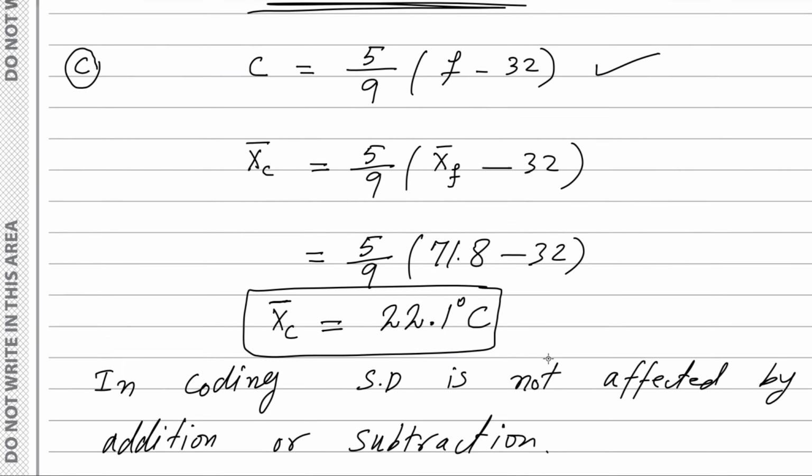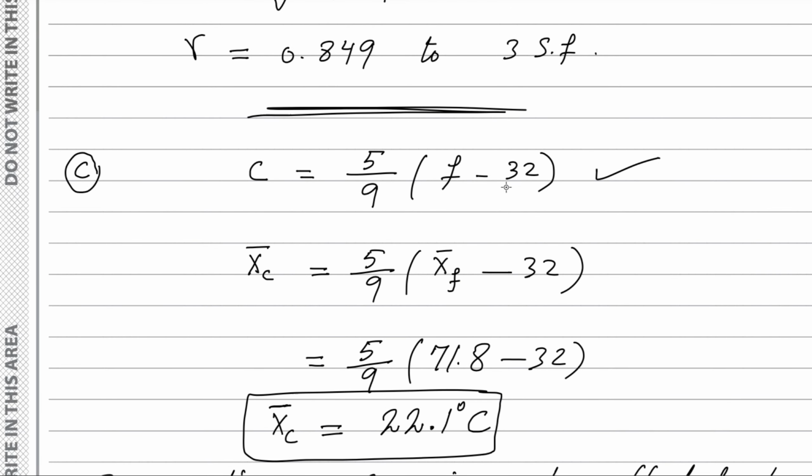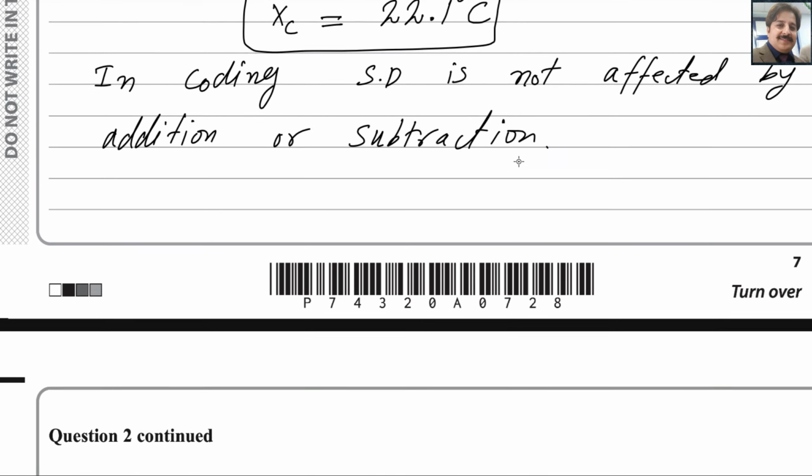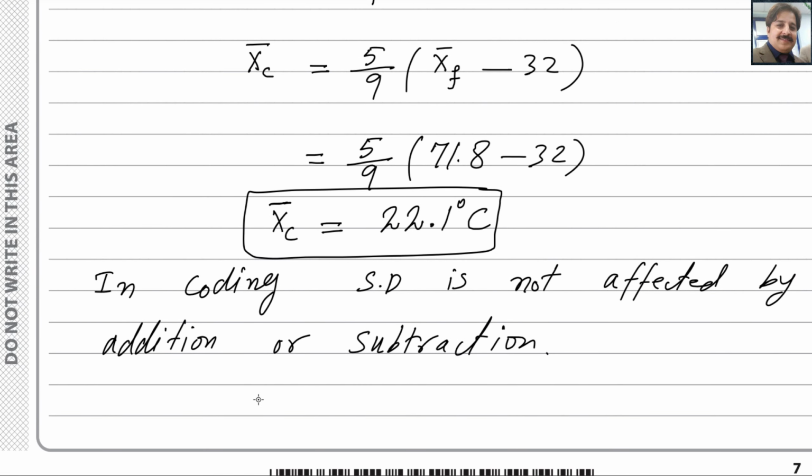Therefore, we can make the formula here. We can ignore this minus, because this is subtraction, something you are subtracting from F. So when you are finding the standard deviation, you will ignore this. If you want to find the standard deviation in degrees Celsius, we can make the formula like this: 5/9 multiplied by the standard deviation in Fahrenheit. That's it. Hopefully you understand this.